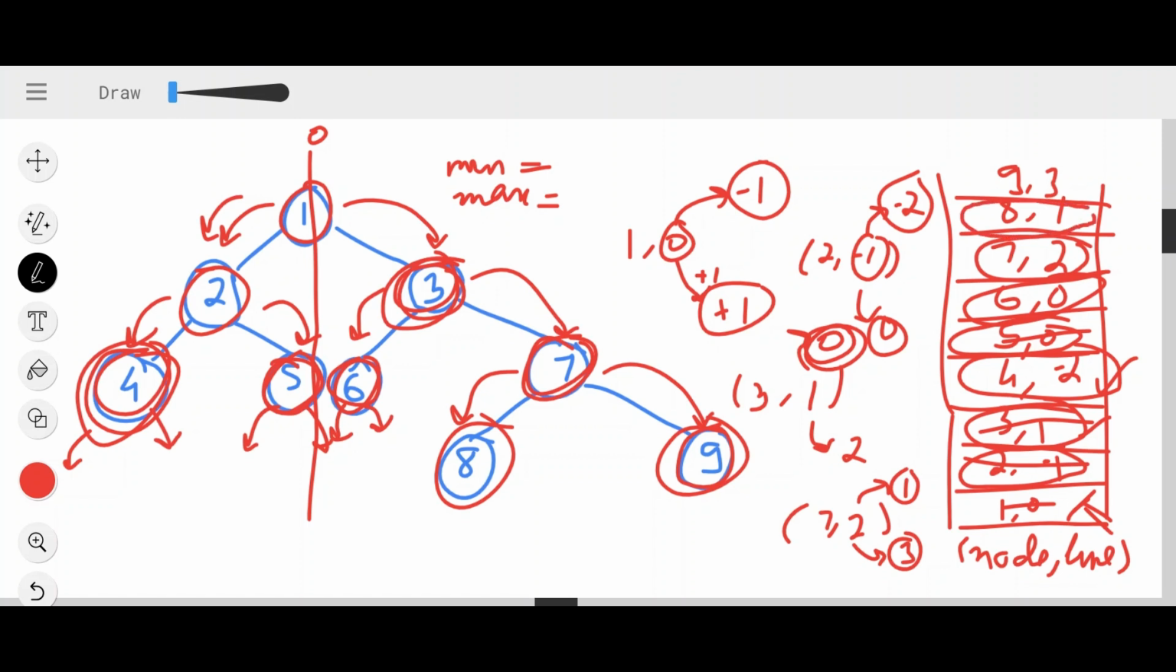Now what is the next element? It is this one, 8 comma 1. Do we have a left node? No, I don't have. Do we have a right node? No. Move to the next element, 9 comma 3. Do we have a left node? No, I don't have. Do I have a right node? No, I don't have. So your traversal ends here. All the elements in the queue have been popped. So from here you have got the maximum as 3 and your minimum as -2.